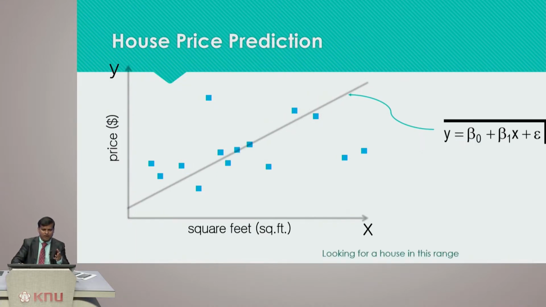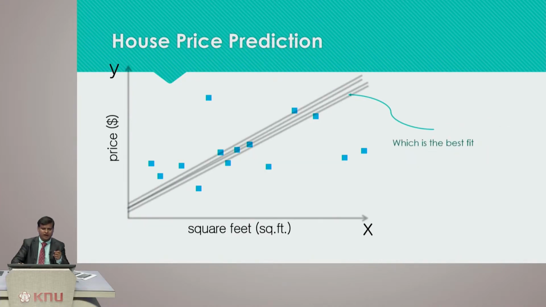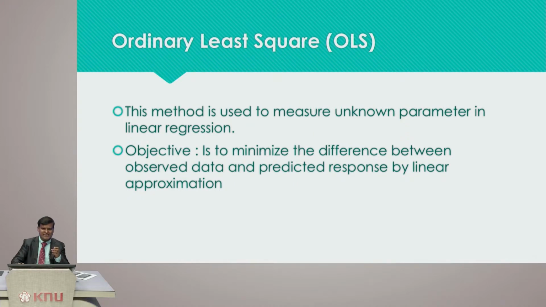Initially I have just drawn one line, and that covers most of the region, and we are to see which is the best fit line. How do we find this best fit? In order to find the best fit line, we use the ordinary least squares method. In this method we estimate the unknown parameters in the linear regression. The main objective here is to minimize the difference between the observed data and the response predicted by the linear approximation. How is this done?